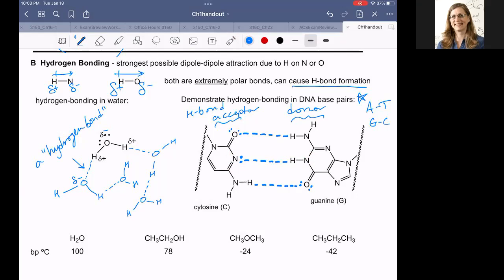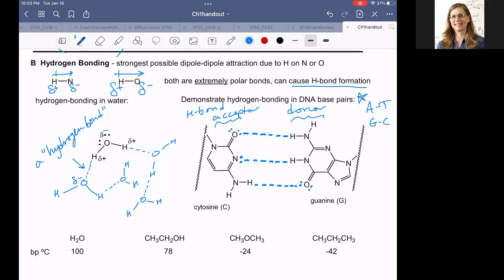So they're just perfectly aligned. I actually have some models. I'll bring those out in the problem solving session. The geometry is just beautifully set up for these two to come together and be held very, very reliably, so reliably that we can pass down consistently the blueprint from generation to generation.